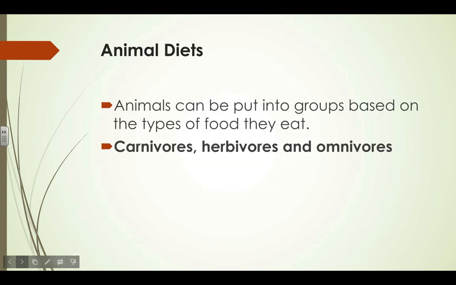So this week, we're going to talk about how we can put animals into groups based on the types of food they eat. There are only 3 groups for this: carnivores, herbivores, and omnivores.